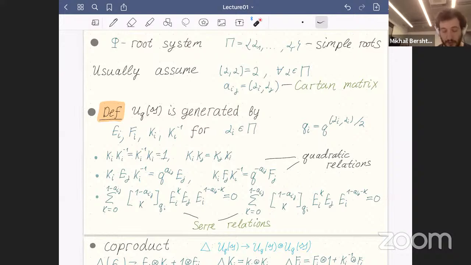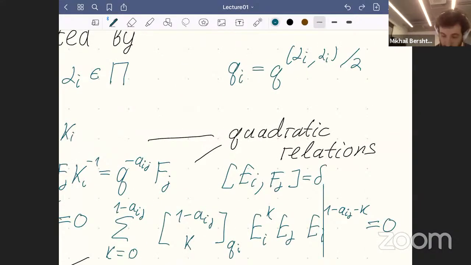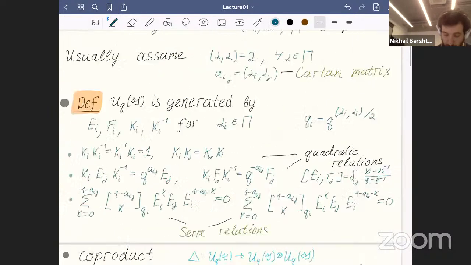So what is the structure of the algebra? The K's form a commutative algebra. This is some sort of quantum torus, K_i, K_i inverse. Then there is the commutation relation between K and E like this. And I see that I forgot the commutation relation between E and F. It is the standard commutation: E_i and F_j commutator is equal to delta_ij times (K_i minus K_i inverse) over (q minus q inverse). Okay, like this.